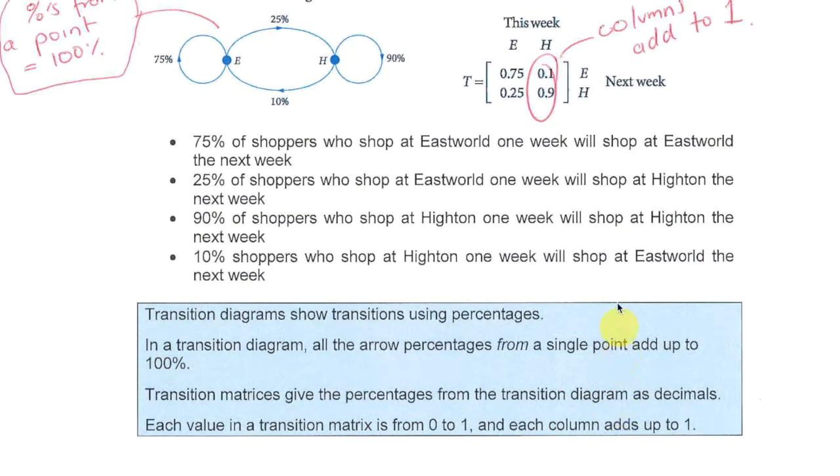So the main points here, transition diagrams show transitions using percentages, so we've already spoken about that. In a transition diagram, all the arrow percentages from a single point add up to 100. Transition matrices give the percentage from the transition diagram as decimals, so you can see the 75% is 0.75, and each value in the transition matrix needs to be a value between 0 and 1, and the columns add up to 1 exactly, and that will always be the case.